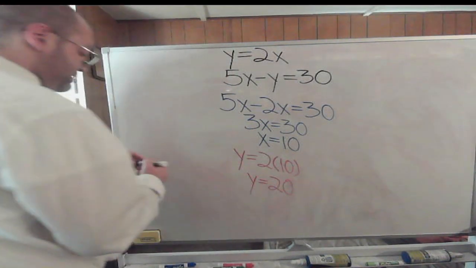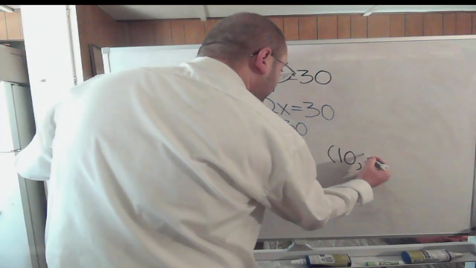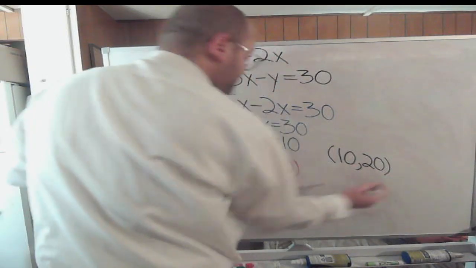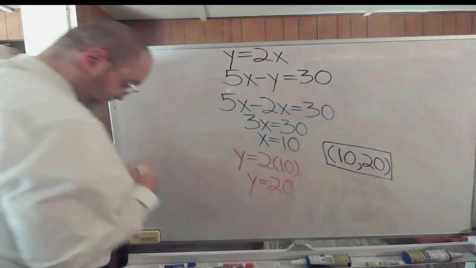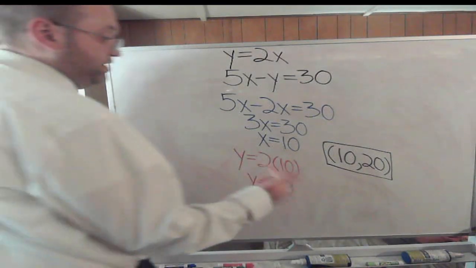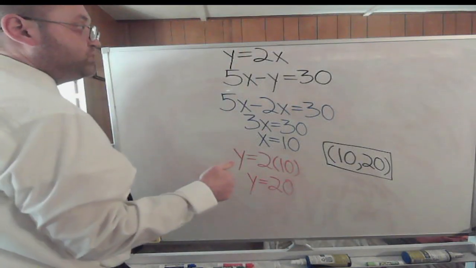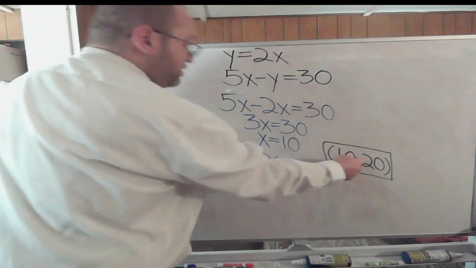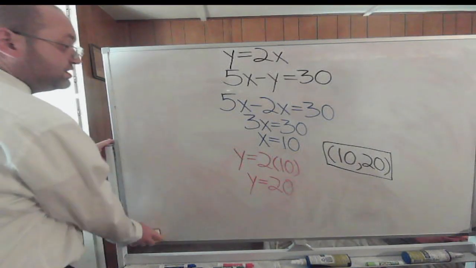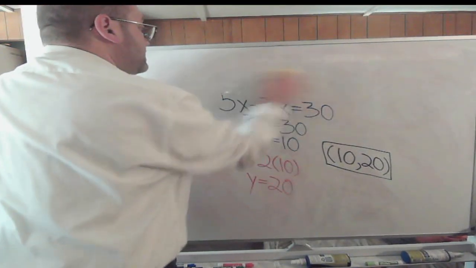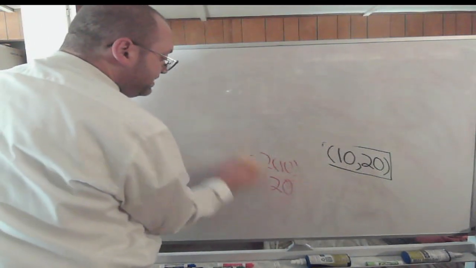So in the end, you get the ordered pair 10, 20. So these two lines would intersect at the ordered pair 10, 20. And if you're unsure, stick the x-coordinate into at least one of those equations. You should get the y-coordinate of 20 out of it. And yeah, that's all there is to it. You'll see why substitution method's the easiest, but it's not the only method.